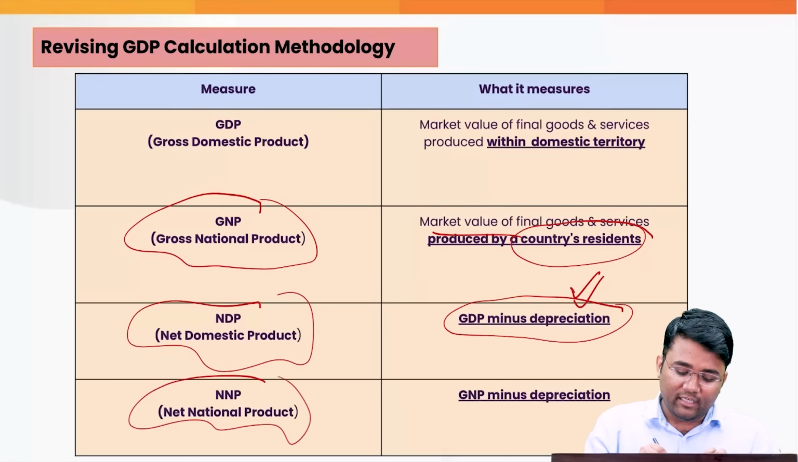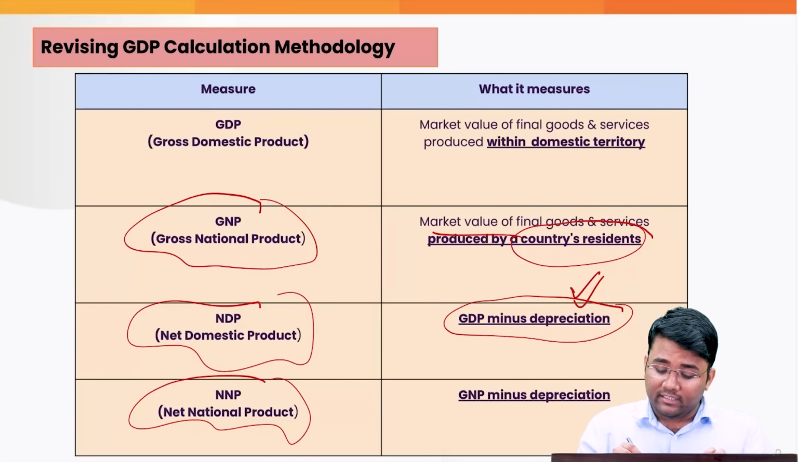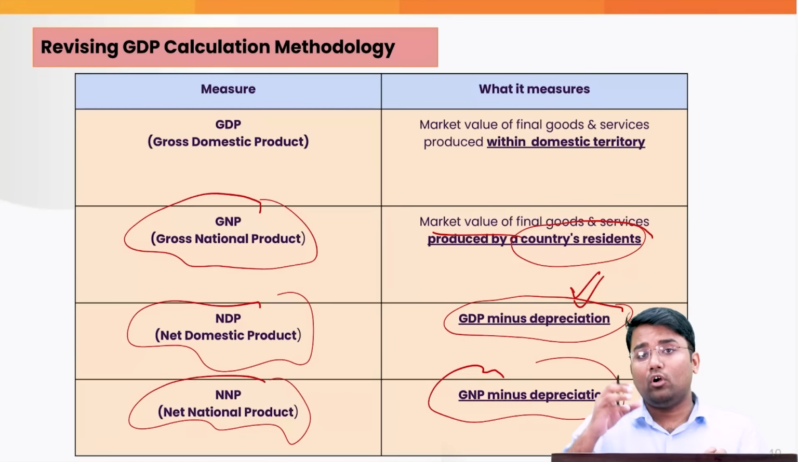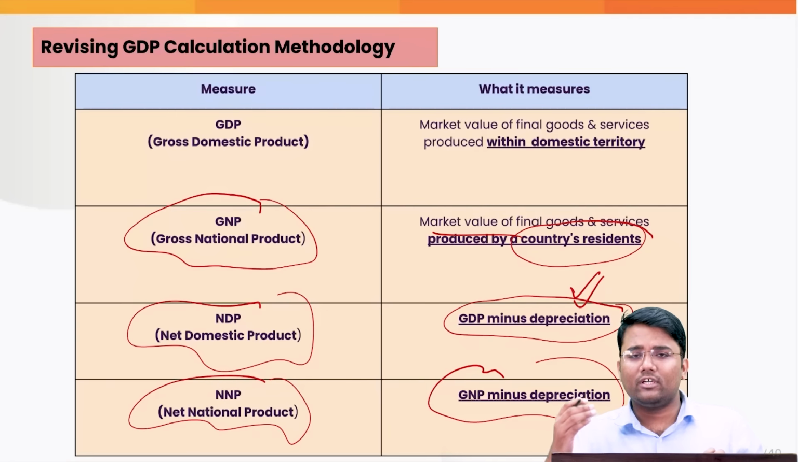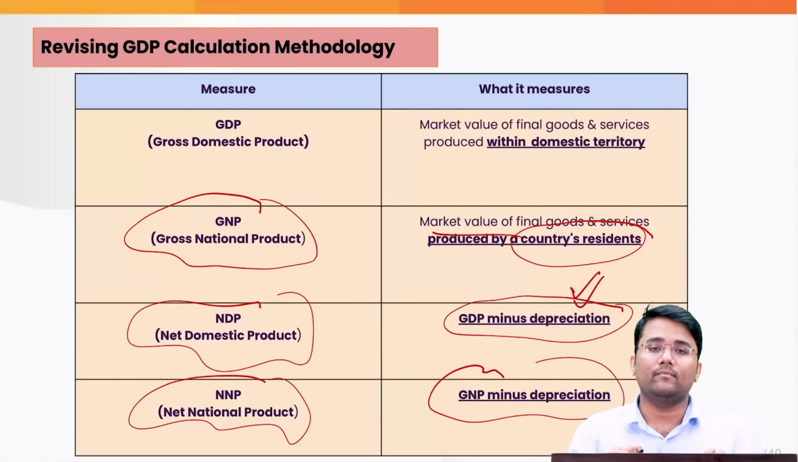Then comes your NNP or net national product, which we get after deducting depreciation from GNP. Gross national product minus depreciation is your net national product or NNP.